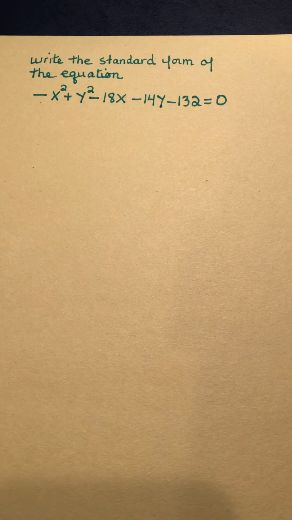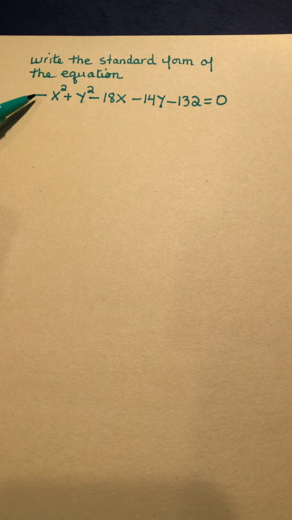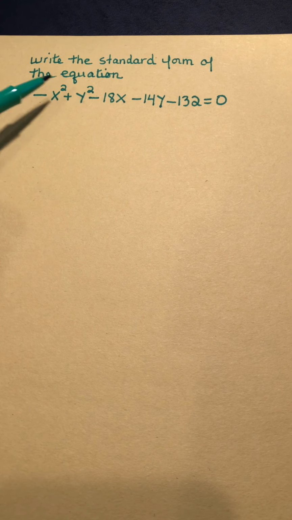Why is this not a circle? In order to be a circle, the coefficients in front of my x squared term and y squared term not only must they both match, they both must be positive. So because I have a negative here, this can't be a circle. Is this an ellipse? Well, in order to be an ellipse, the coefficients in front of the x squared and y squared must be different, but they still must both be positive. So because there's a negative here, this can't be an ellipse.